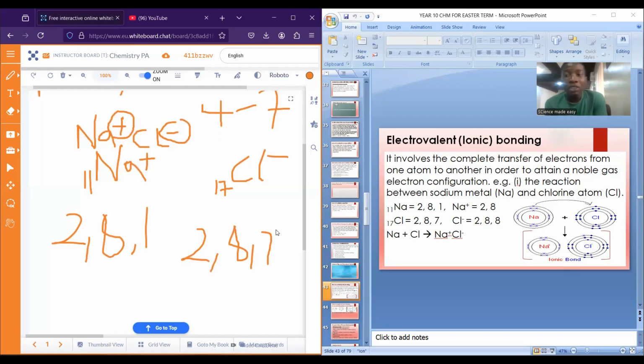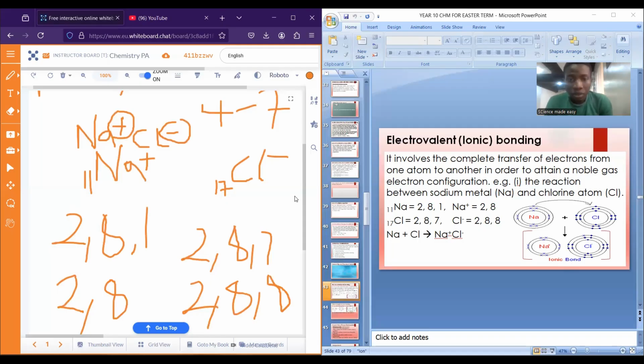At least chlorine now cannot give out the 7, when it just remains only 1 to complete. So that is why if this sodium now gives out the 1, sodium now becomes 2, 8. And what will chlorine now become? 2, 8, 8. Sodium has given chlorine 1, so it has 8. So that is what is called what?